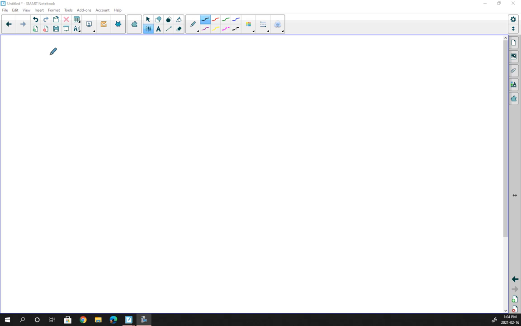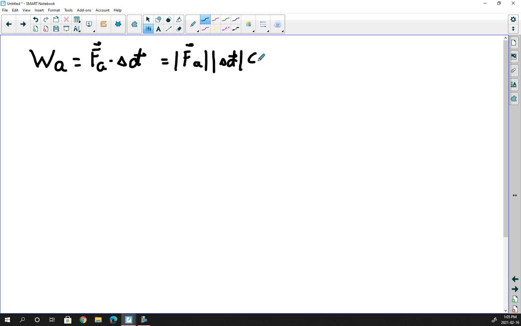Okay, welcome back. So the first thing we're going to do is calculate the work done by the applied force, which would be force applied dot the displacement that the object underwent, and that turns into the magnitude of the applied force times the magnitude of the displacement times the cosine of the angle between them. Now remember, we've got a displacement here, and we've got a force applied here, and we're told that it's 30 degrees between them for theta.